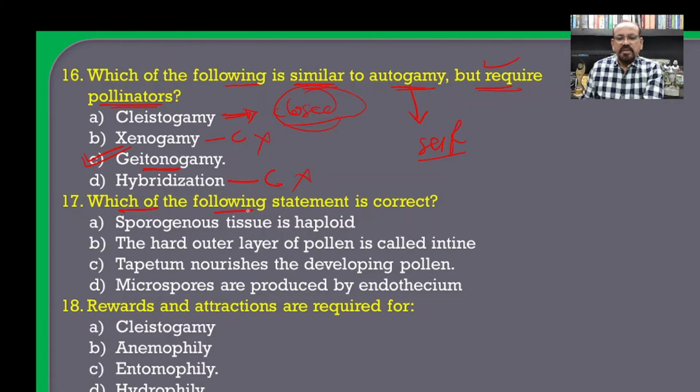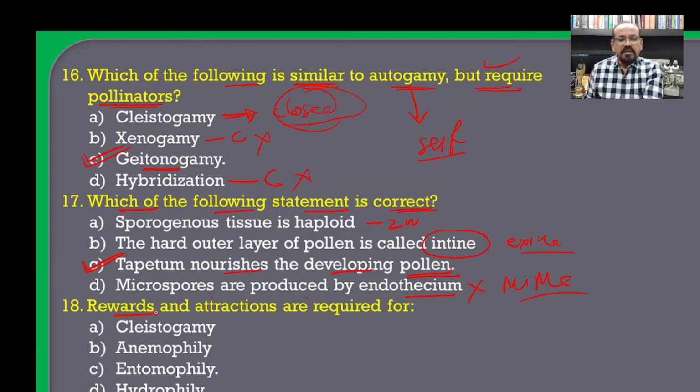Then which of the following statements is correct? First one, the sporogenous tissue is haploid. No, it is diploid. Then the hard outer layer of the pollen is called intine. No, it is known as the exine. Then the tapetum nourishes the developing pollen grains, and it is the correct one. Then microspores are produced by the endothecium. No, it is by the microspore mother cell, and hence C is the correct answer for this question.